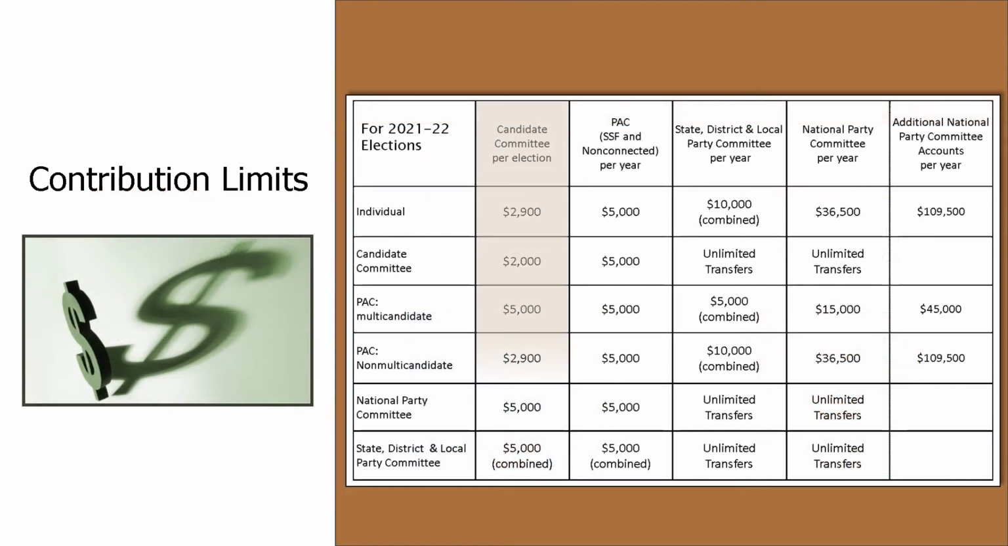It's important to understand that contributions to candidates are limited on a per-election basis, with the primary and general elections counted separately. As such, a multi-candidate PAC may contribute up to $5,000 to a candidate for his or her primary race and another $5,000 for the general election.